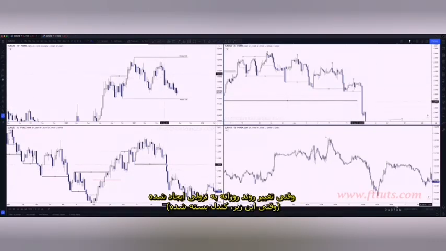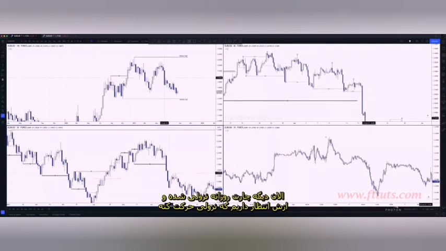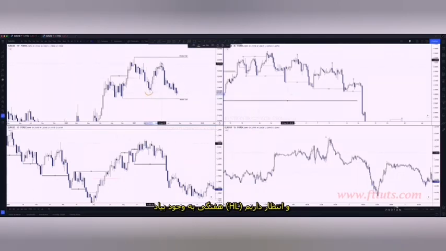Now, when we get that daily bearish trend change, we get that closure down here, right? The daily's now bearish, we're expecting a daily bearish trend. But what's happened on the weekly chart? Well, the weekly is bullish, and we are expecting a weekly higher low to kick in.